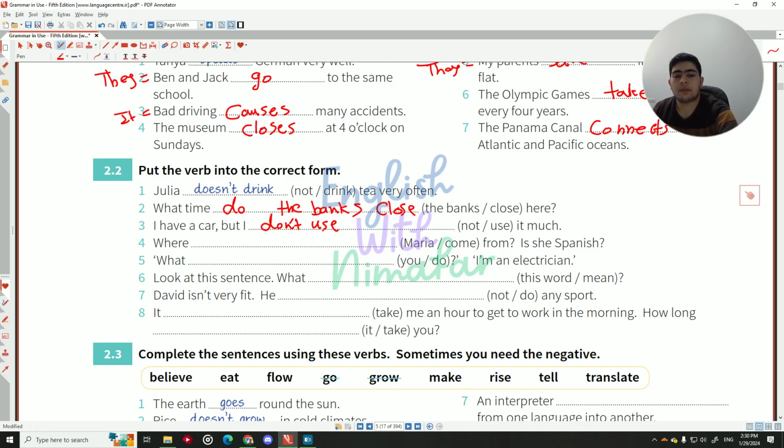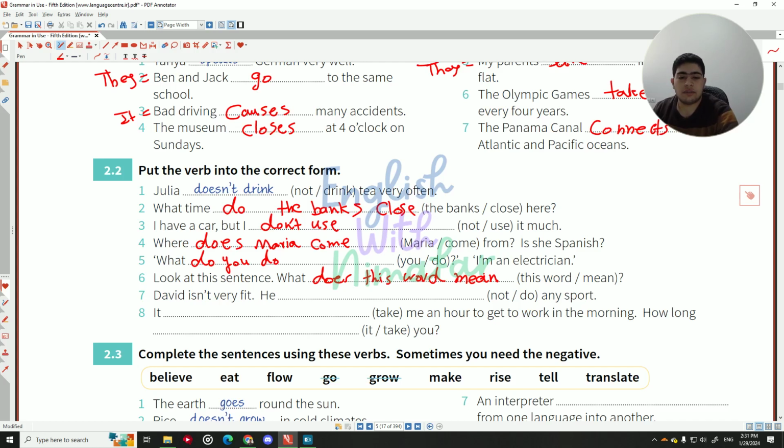Where is she from? Is she Spanish? It means where is she from? So where does Maria come from? I'm an electrician. What do you do? What's your job? What's your occupation? Look at this sentence. What does this word mean?